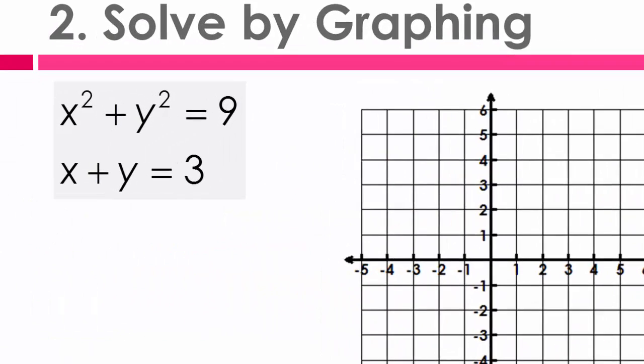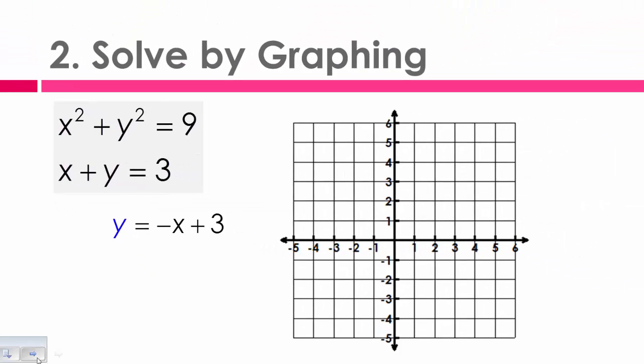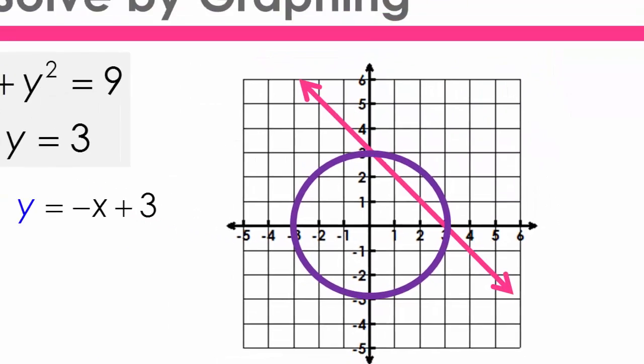In this one, we need to get the linear solved for y by subtracting x. We would plot a point at 3 and fall down 1, right 1 to get our slope. This circle is centered at 0, 0 and has a radius of 3. We see here that they intersect at 2 points.